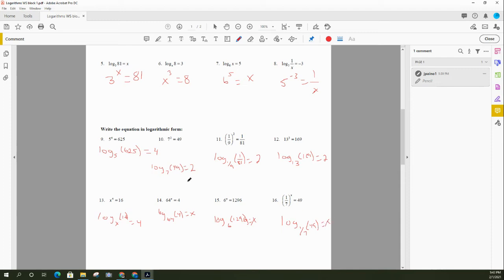So if you just take a quick look at all those, whatever the exponent was, that's what's on the other side of the equal sign, right? 4, 4, 2, 2, 2, 2, 2, 2, 4, 4, x, x, x, x, x, x. Whatever that exponent is, that's what the log is equaling. The base is always the base. The base of the exponential becomes the base of the log. And it's easy to rewrite.